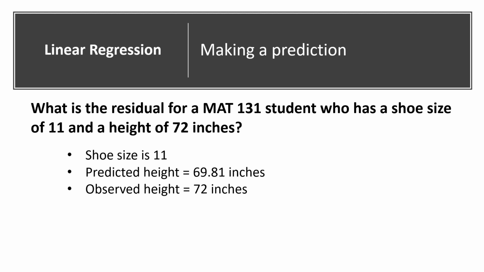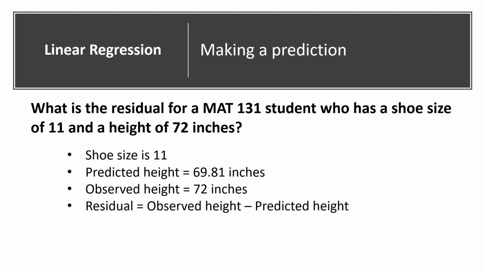The model is predicting 69.81 inches. So it's close, but it's not exact. The residual is always the observed minus the predicted. It's alphabetical order. O comes before P. So it's the observed minus the predicted. For this example, it's 72 minus 69.81, which is a positive 2.19 inches.